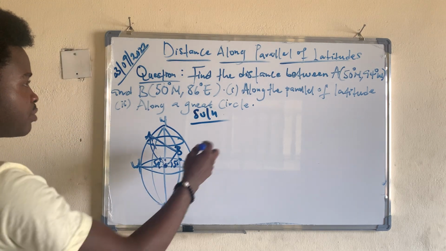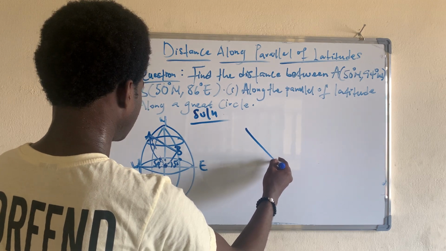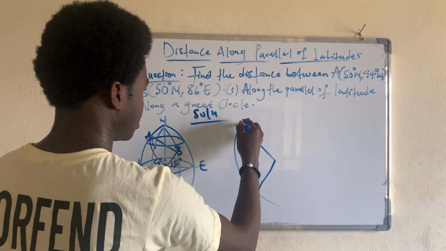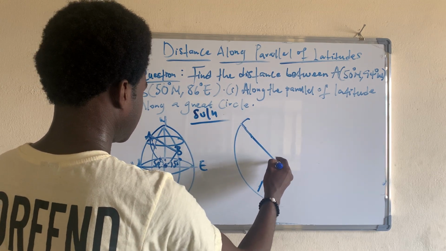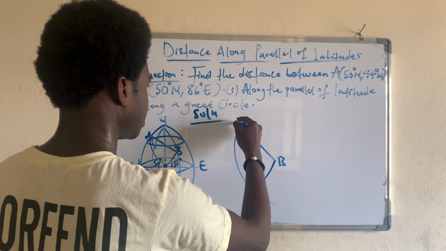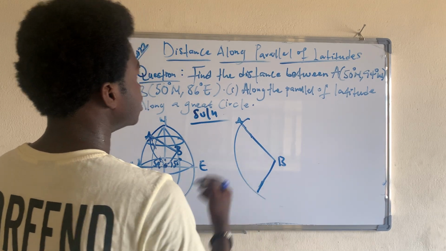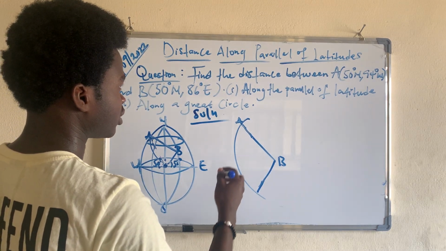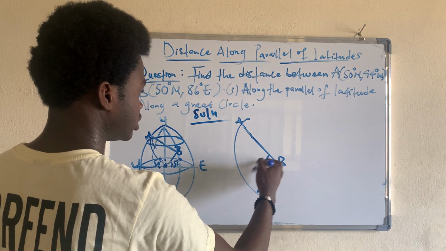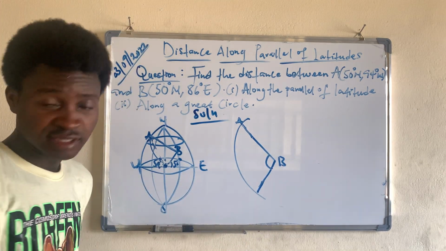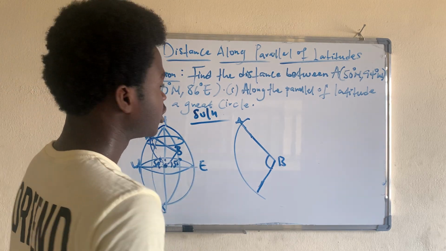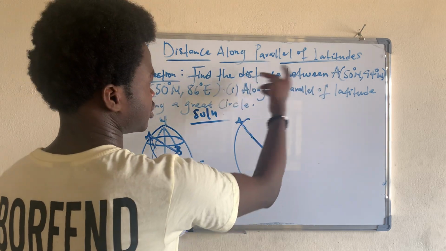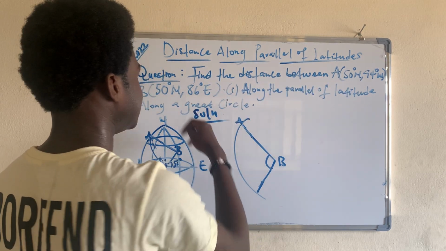So from here, if I bring out this diagram, I have something just like this. This is B, this is A. Very good. Now we are to find the distance along the parallel of latitude. So we need to know the angular difference here. To get the angular difference, we have to consider that they are in different directions: 94-degree west and 86-degree west.